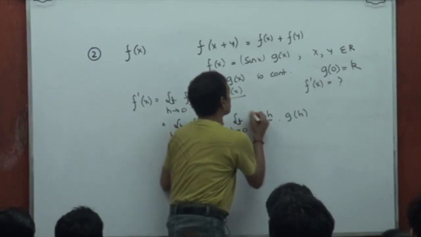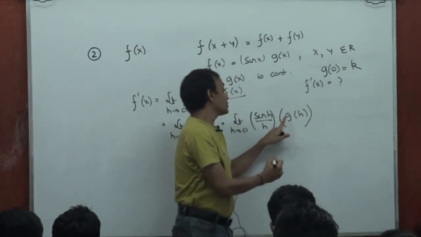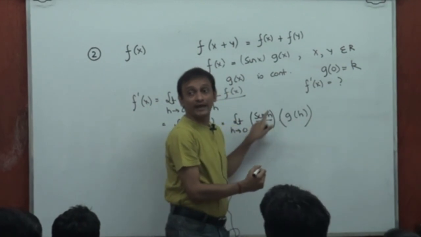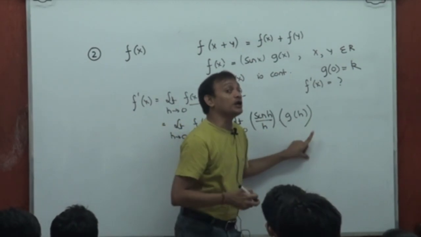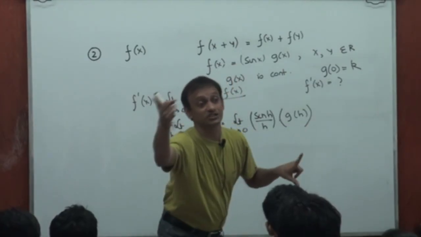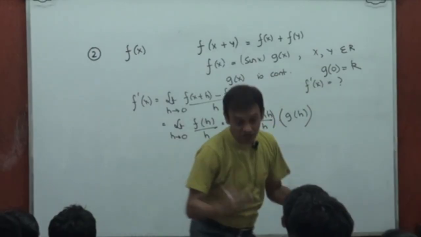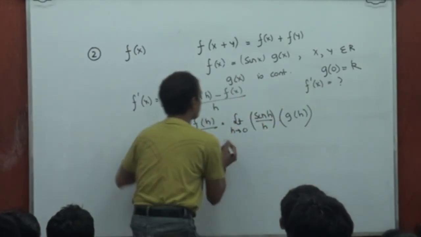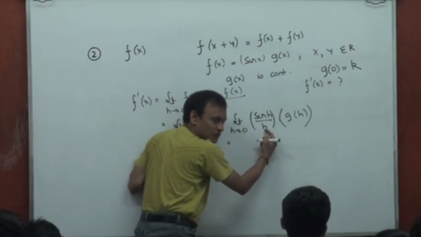Now, this is the product of two functions, sin h by h and g(h). The limit of the product will be the product of the limits, provided both limits exist. In this case, this limit exists and this limit also exists because g(x) is continuous, right? So then I could write this as limit of this into limit of this. Limit of this is 1.